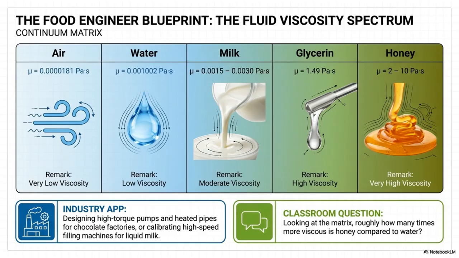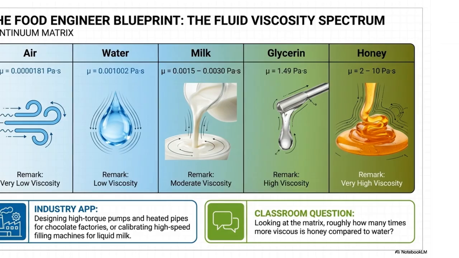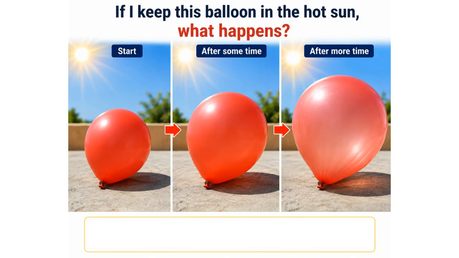In food engineering, we use these values to design machinery, such as pumps for chocolate or filling lines for milk, ensuring efficient production flows. Have you ever wondered what happens when a balloon is left in the sun? The air inside heats up, causing the gas to expand. This demonstrates the critical relationship between pressure, volume, and temperature.